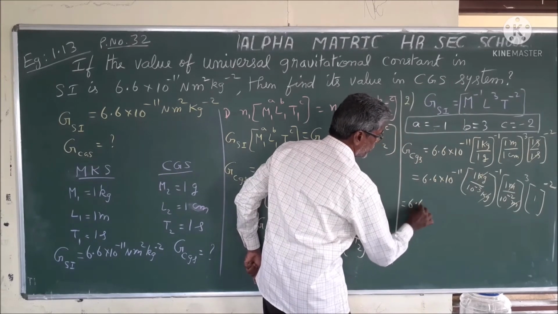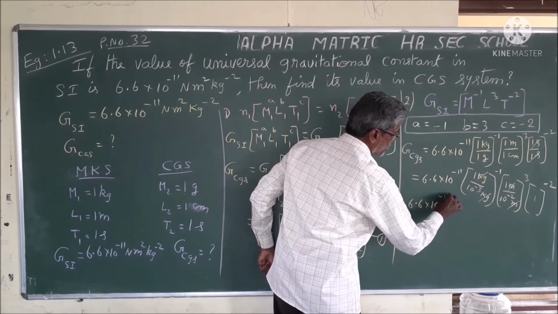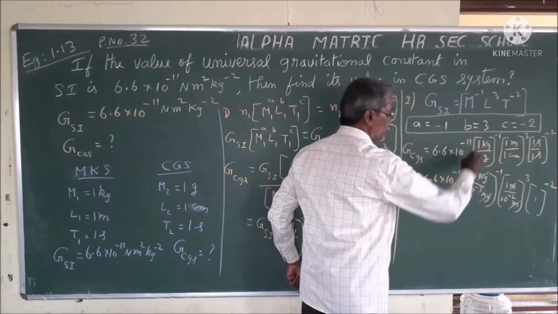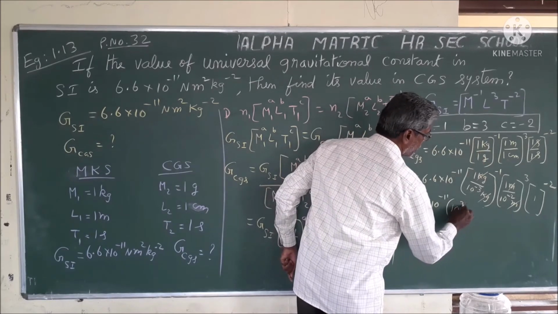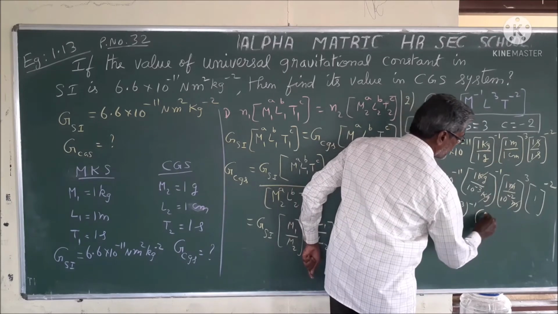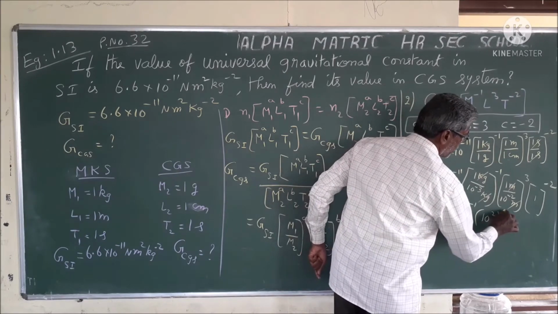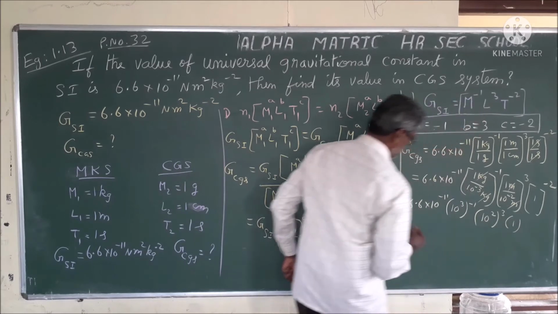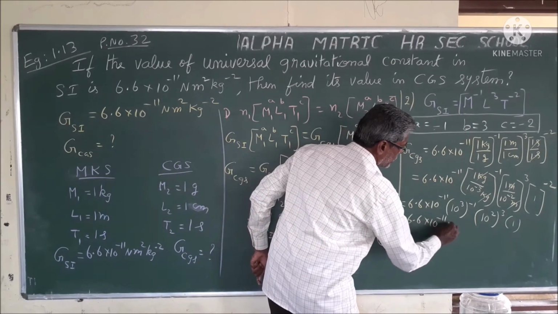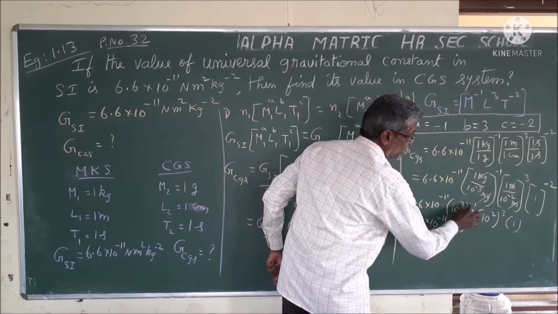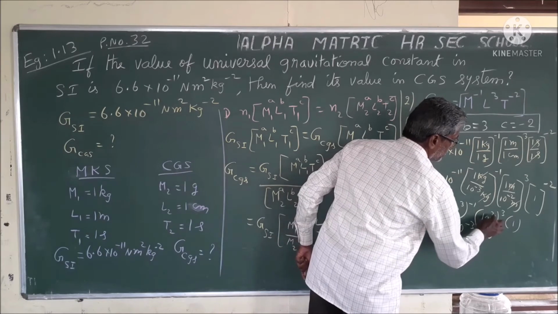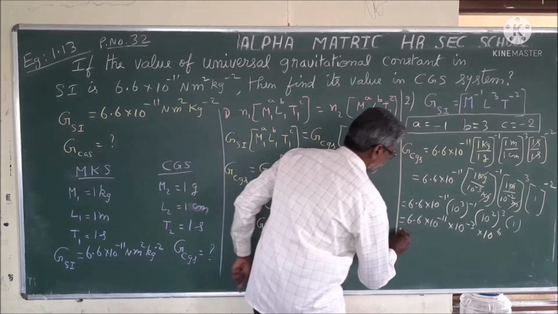So 6.6 into 10 power minus 11. Bring this 10 power minus 3 to the numerator. It becomes 10 power 3, whole power minus 1. This one, 10 power minus 2, becomes 10 power 2, whole power 3. This one is 1. So 6.6 into 10 power minus 11 into 10 power 3 into minus 1 minus 3, 10 power 2 into 3, 6.